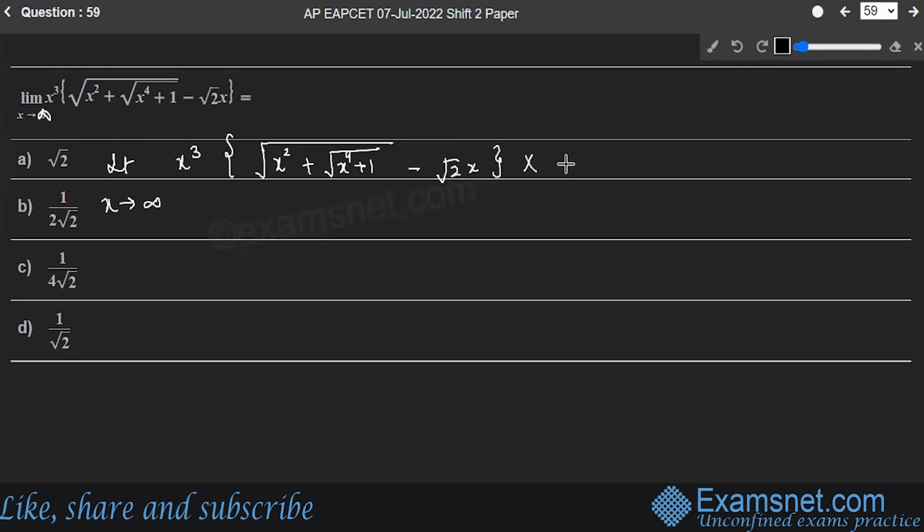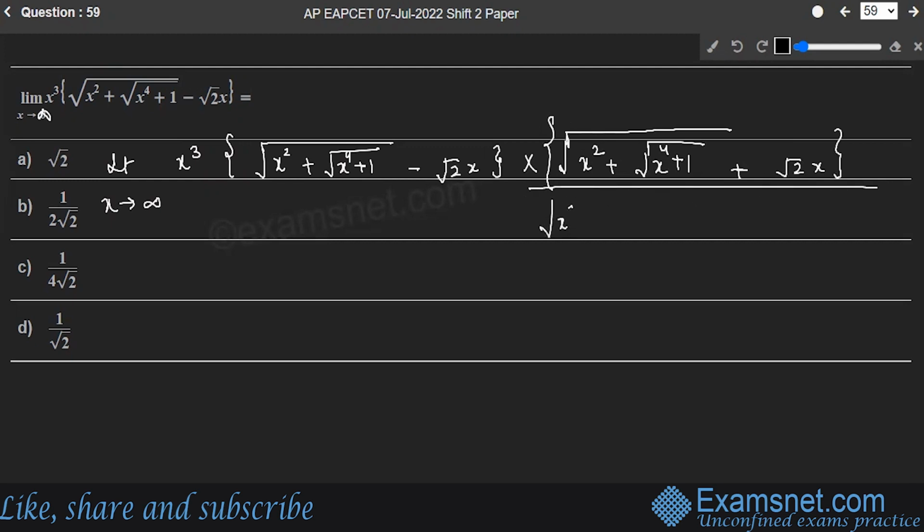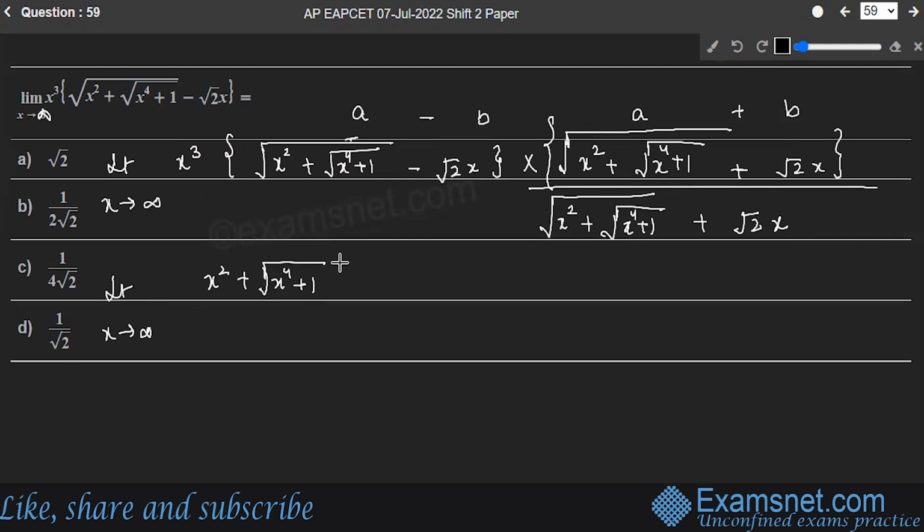Now, let's multiply the numerator and the denominator by root of x square plus root of x raised to power 4 plus 1 plus root 2x. Right, now see, this is something a and b. So, this is a minus b and this is a plus b. That will be equal to simply a square minus b square. So, this becomes limit x approaching infinity a square minus b square. When I'm squaring this a, this will become x square plus root of x raised to power 4 plus 1, minus b square. So, this is 2x square.